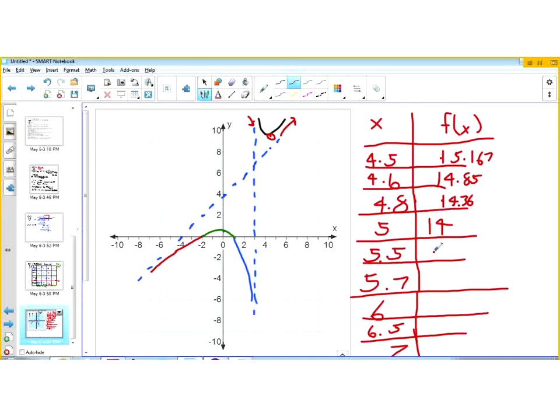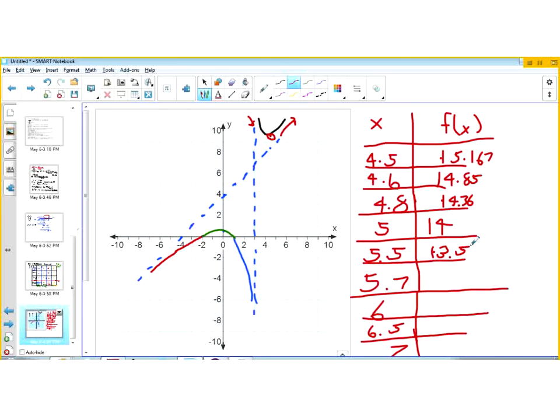So what is f of 5.5? So 5.5 squared plus 5.5 minus 2, divided by 2.5. That would be 13.5. So we're still in decreasing mode, right? As x is increasing, f of x is decreasing.